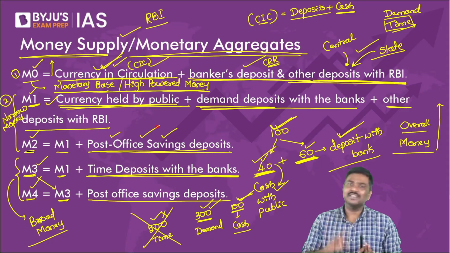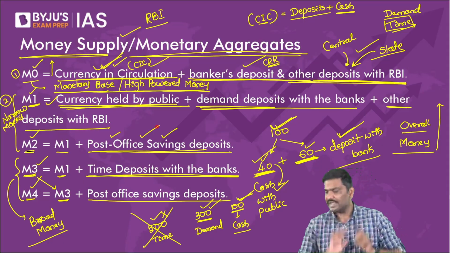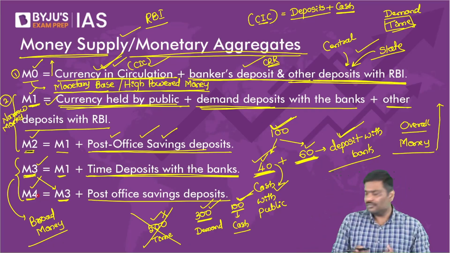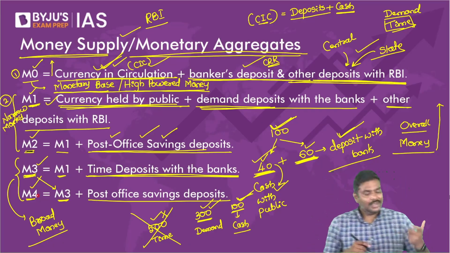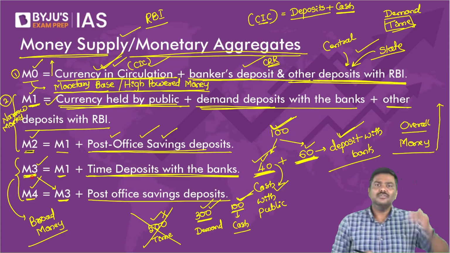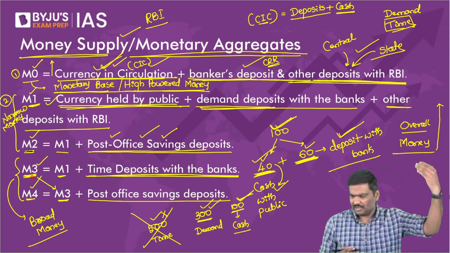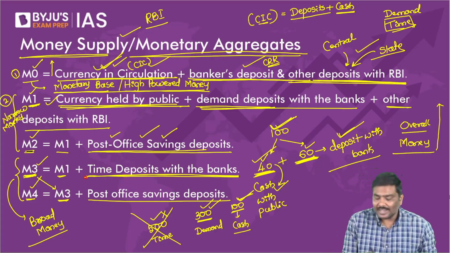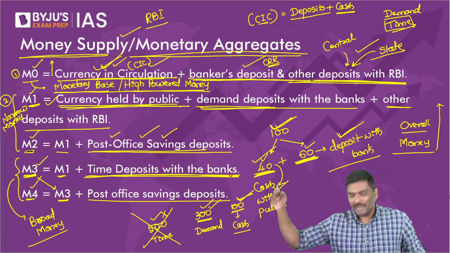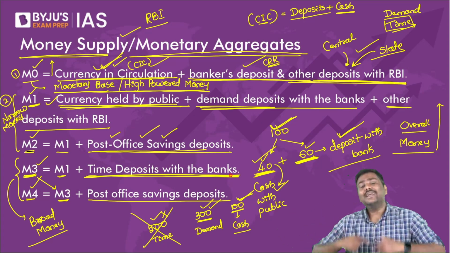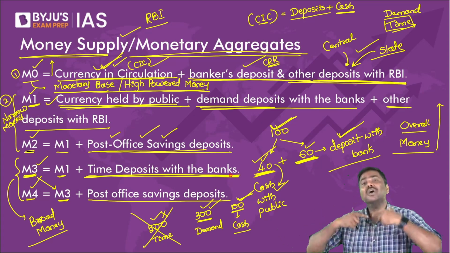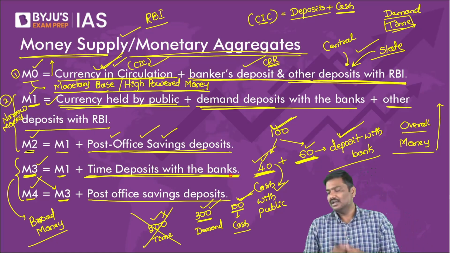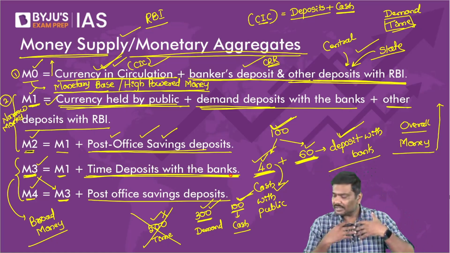Can we go forward? The post office savings deposits, M1 and M2, are they the same? Yes, my dear, both are one and the same. Okay, M3 again. M3 and M4 are referred to as broad money. In the case of broad money, we take M1, that is narrow money, as it is. In addition to this, we take time deposits that are there with the banking sector, because time deposits can also help in the creation of credit in the banking sector.